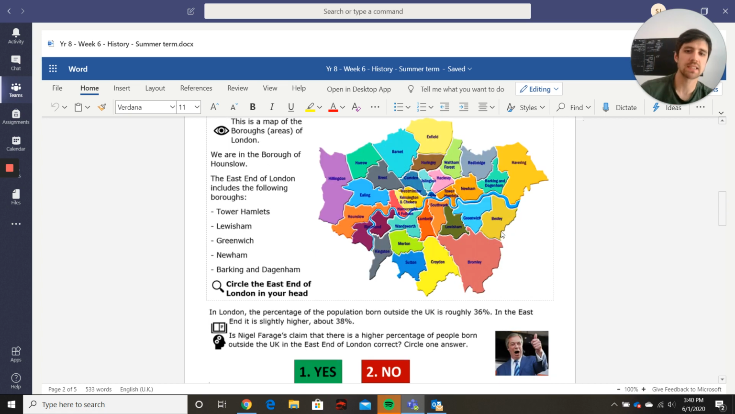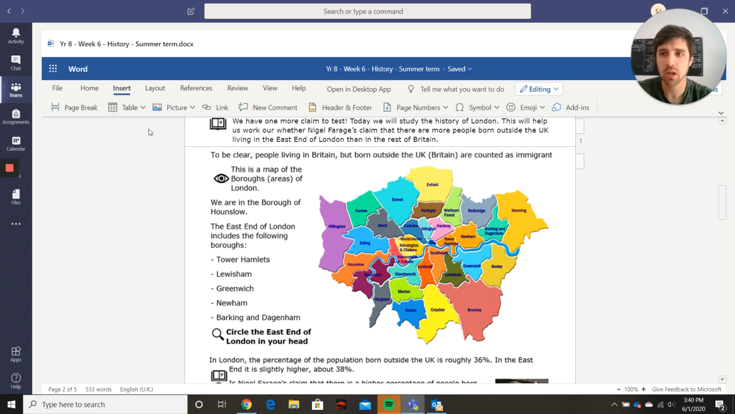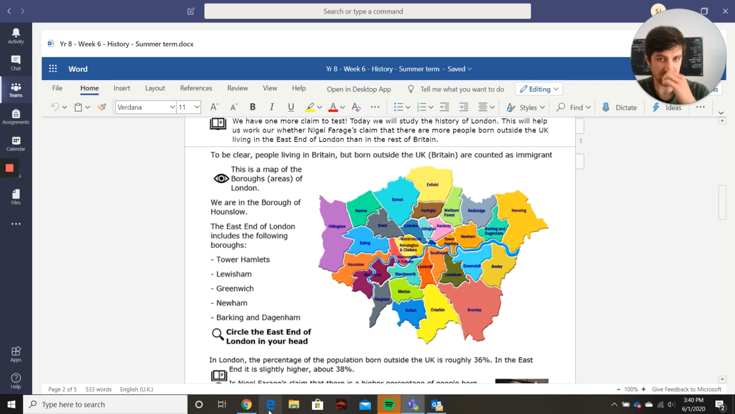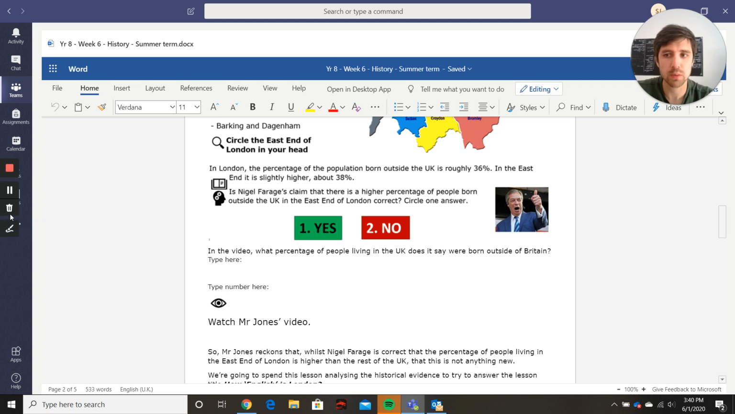So it says circle in your head, because obviously you can't do that on the screen. In fact, I suppose you could. Actually, I'll tell you what you're going to do, go into insert. Actually, can we do it on this one? Yeah, I don't think you can because it's online Word and it's weird. So you're going to have to do it in your head. In your head, find on the map and visualize what East London is. What part of London are we talking about, or what the East End of London is? Pause the video, do that now.